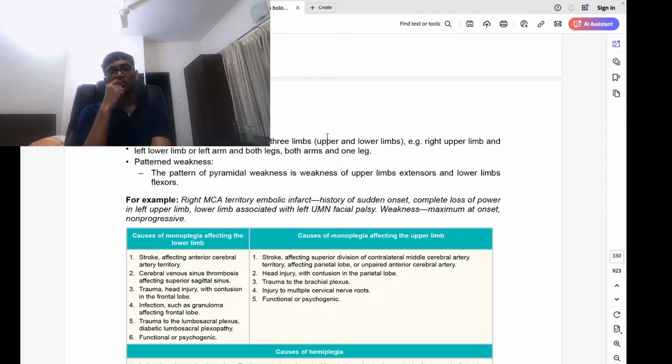So, pattern of weakness, the pattern of pyramidal weakness is the weakness of upper limb extensors and lower limb flexors. For example, middle cerebral artery territory embolic infarct. History of sudden onset complete loss of power in the left upper limb, lower limb associated with left upper motor neuron facial palsy. Weakness is maximum at onset and is non-progressive.